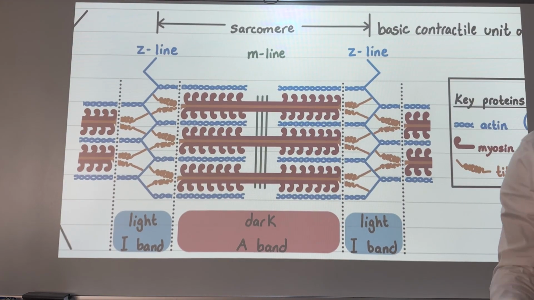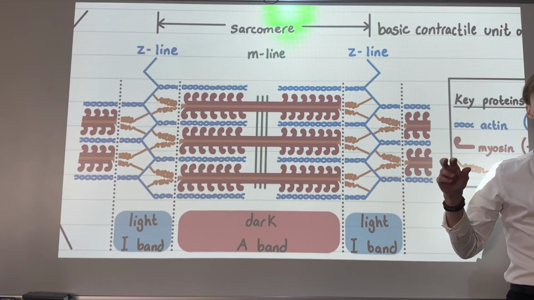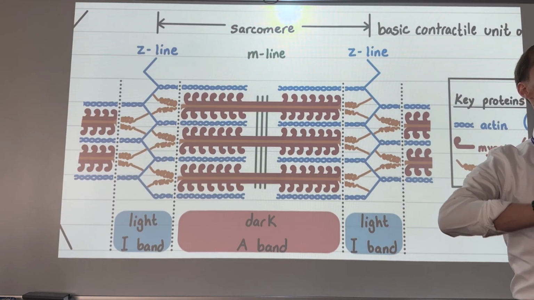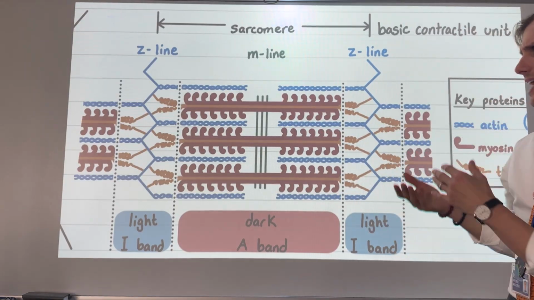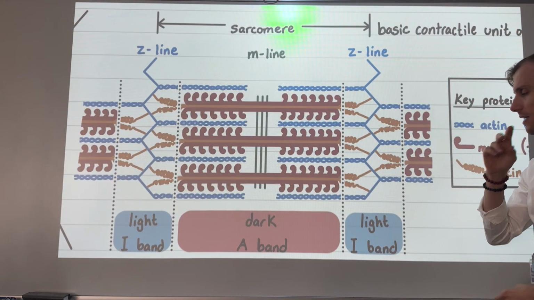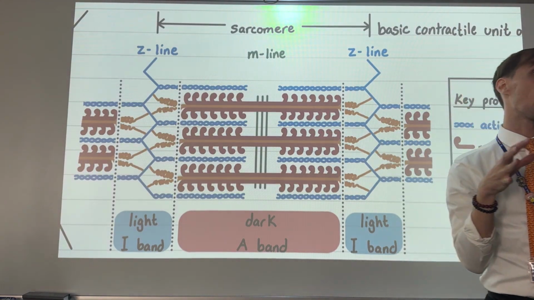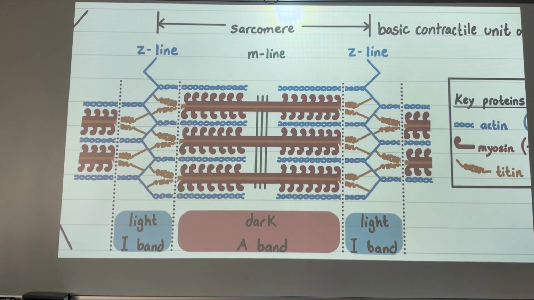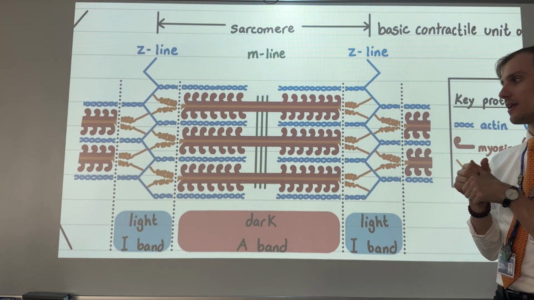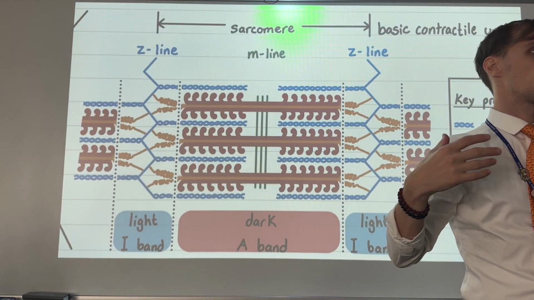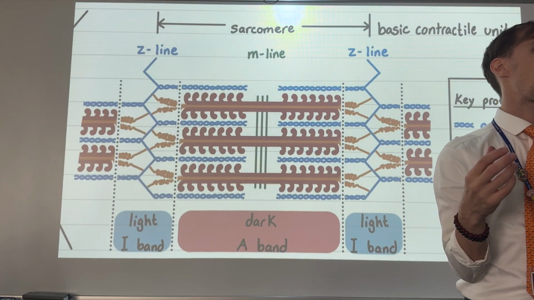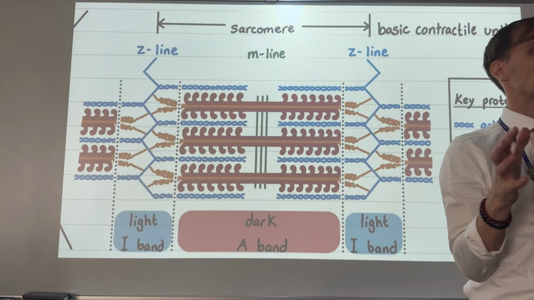I've already kind of alluded to the fact that the contraction is going to be the relative overlap between actin and myosin. So what is titin doing? Titin is not only acting as an anchor point, holding these all together, but as something we're going to explore in a second, it's also hugely important in allowing relaxation to occur through recoil. So it's going to act almost like a spring throughout this entire process.